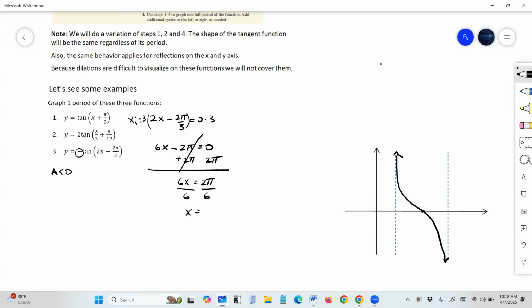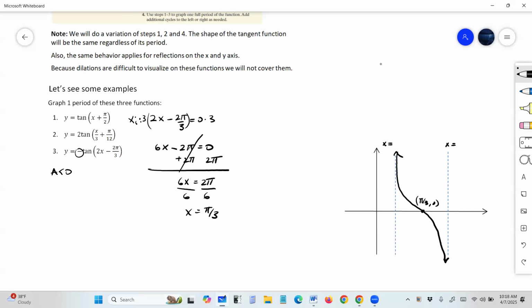So always simplify the fraction. Okay, so this is pi over 3. So the x-intercept has coordinates pi over 3 comma 0. Remember, since we're not doing any shifts up, down, right, or left, the y coordinate is always going to be 0. So this is my x-intercept.